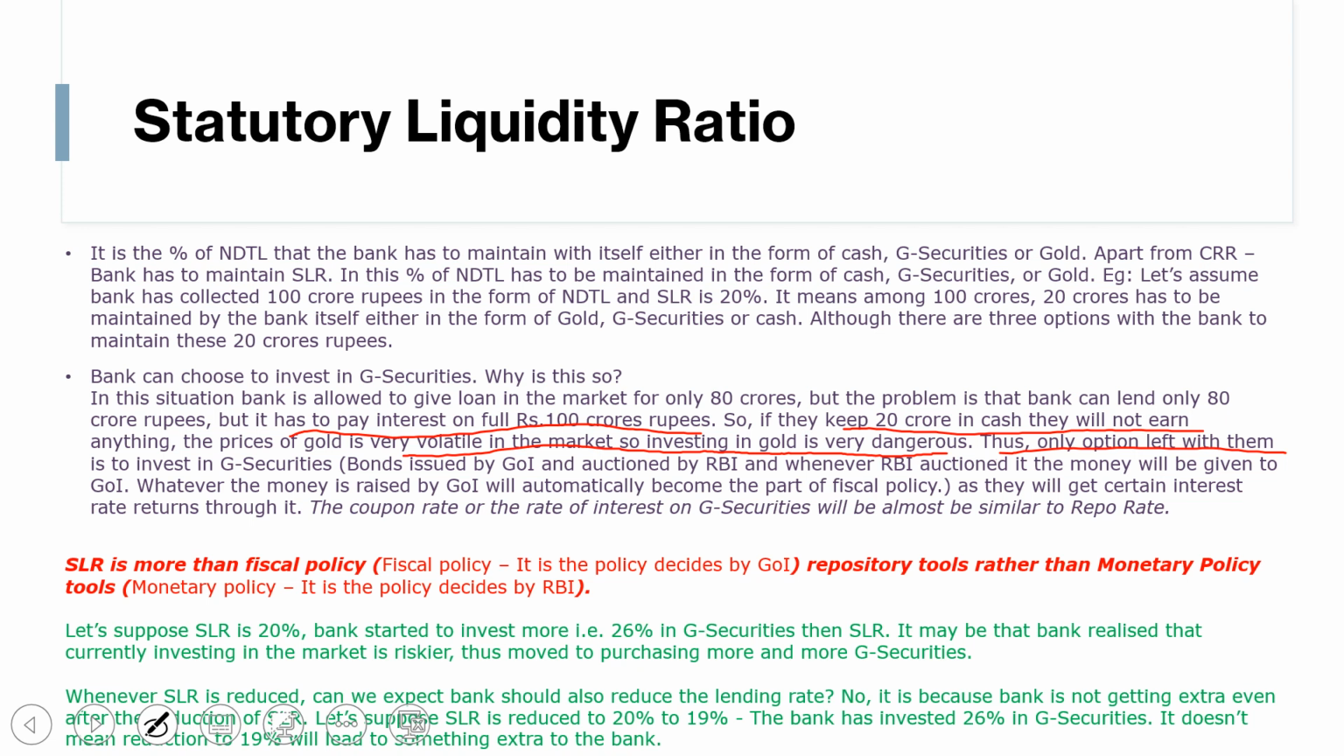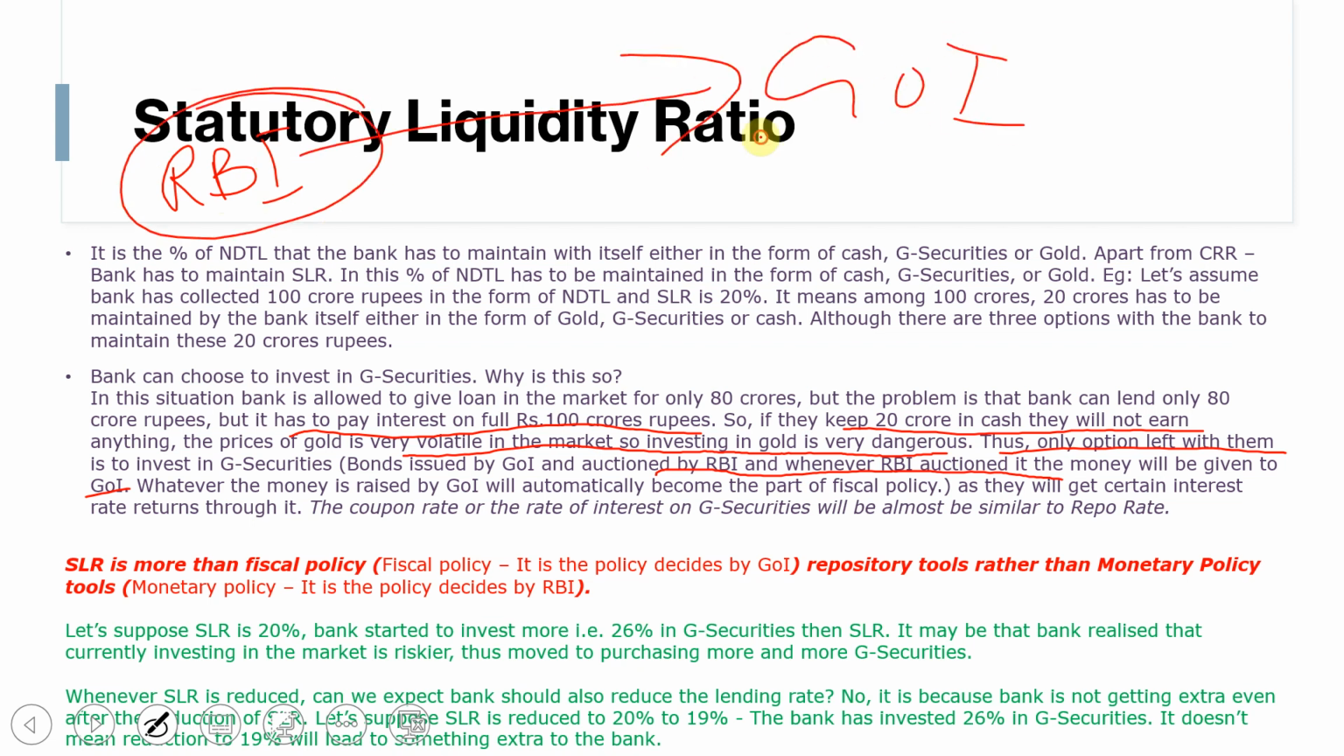I've explained what G securities are: bonds issued by the government and auctioned by the RBI. Whenever the RBI auctions them, the money is given to the government of India. The bond is issued by the government, the selling of that bond is done by the RBI, and whatever money is collected is given to the government of India. So whatever money is raised by the government of India automatically becomes part of fiscal policy.